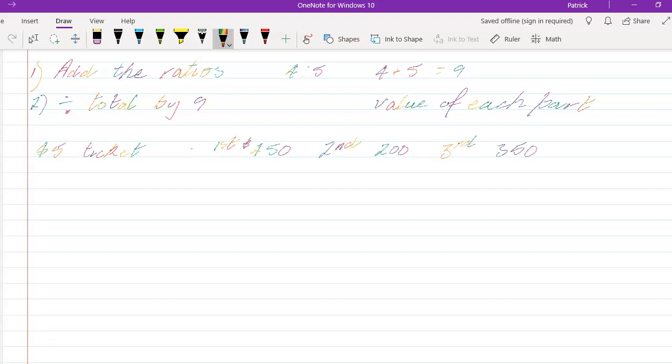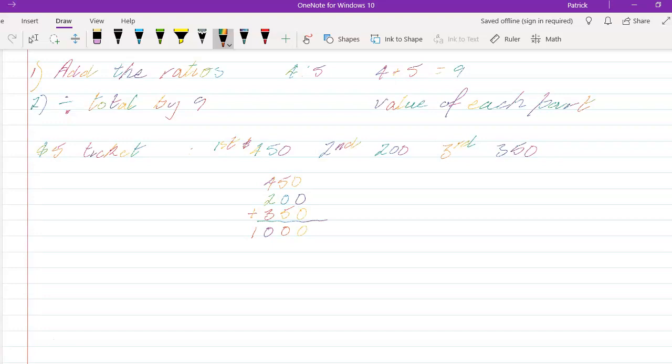What we are asked to do is to find the total amount won, the ratios that they had, and then how much each person put towards the ticket. So we add 450, 200 plus 350, and we see that that comes to $1,000. So there was total winnings of $1,000. First person won 450, second person won 200, third person won 350.